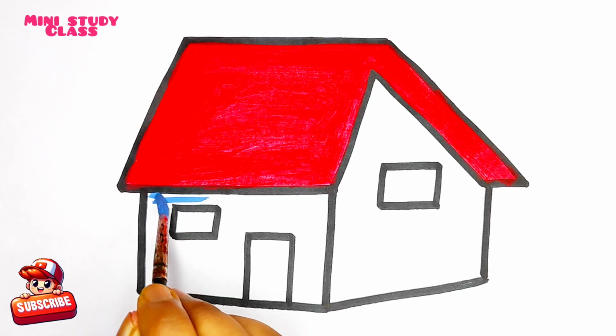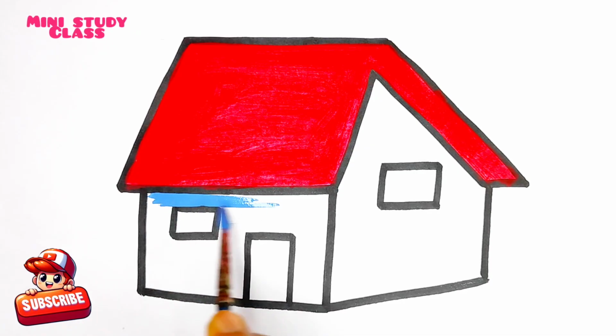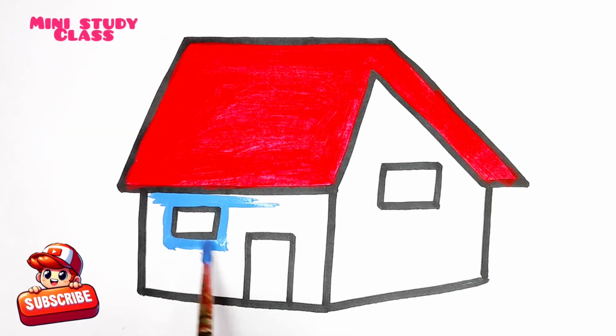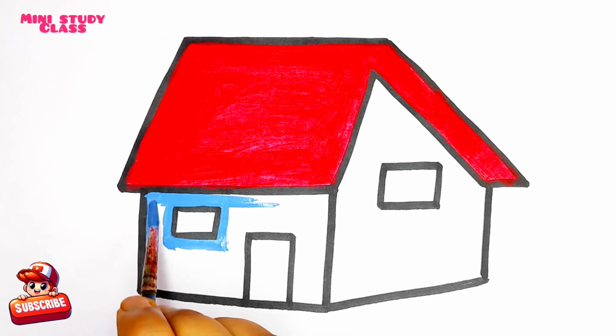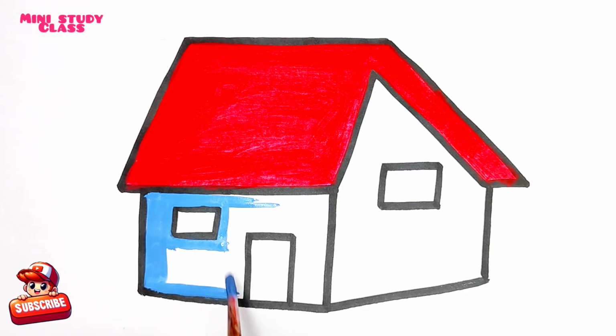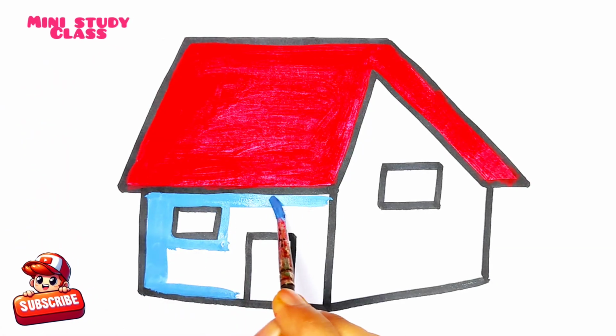This is blue color. Here, we use blue color to color the wall of the house. Walls keep us safe inside the house. The walls hold up the roof.